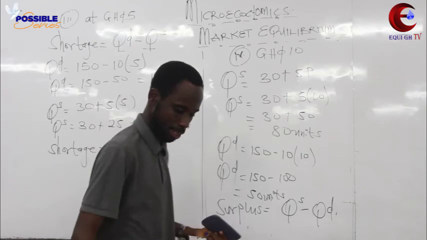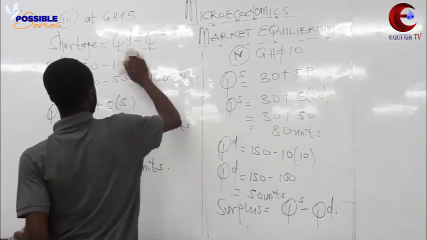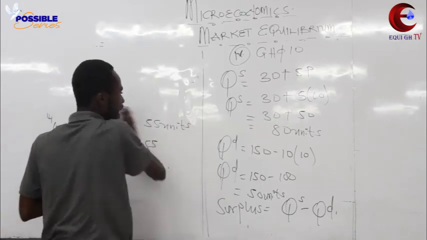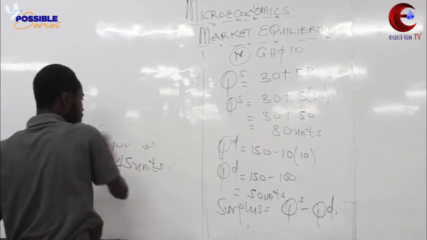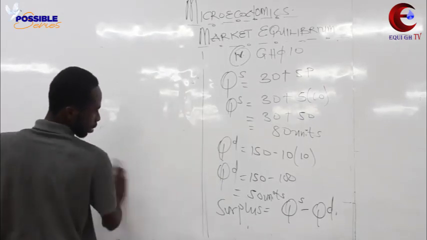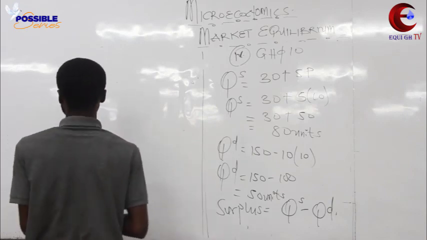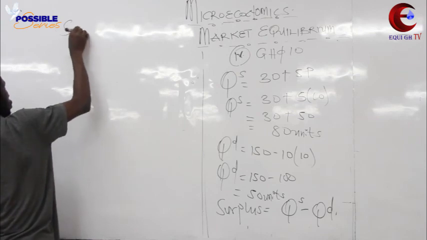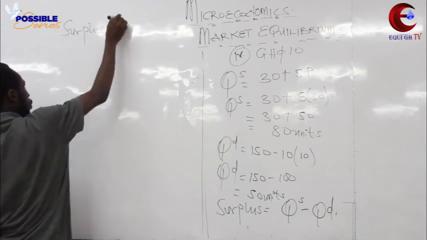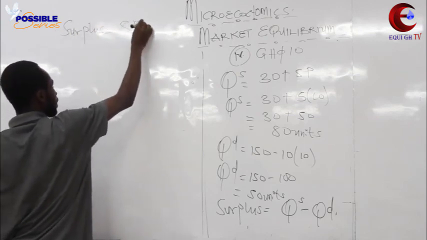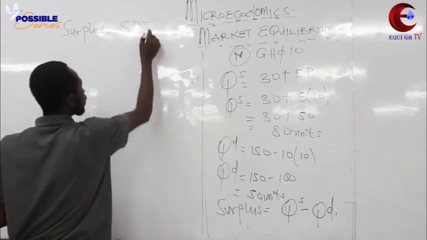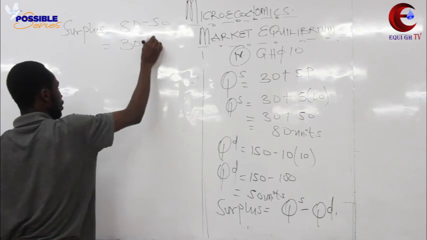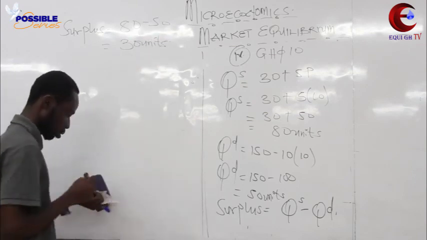I hope it makes sense. Quantity supply minus quantity demand, and the quantity supply is 80 units and the quantity demand is 50 units. So when you subtract, we get the excess of 30. So surplus is equal to 80 minus 50. So we are going to get 30 units, which is the surplus.